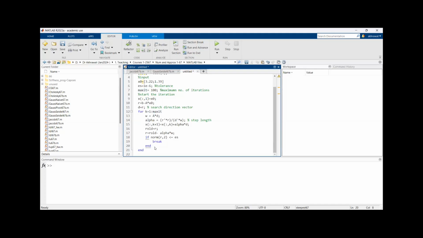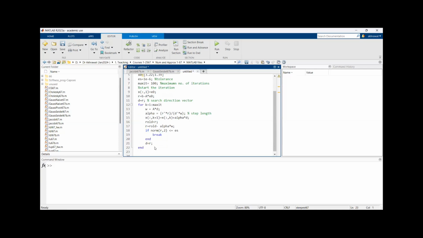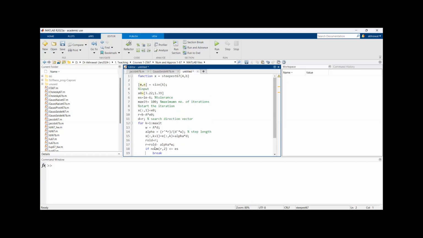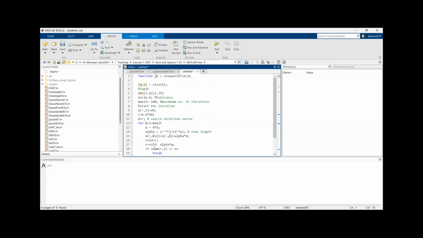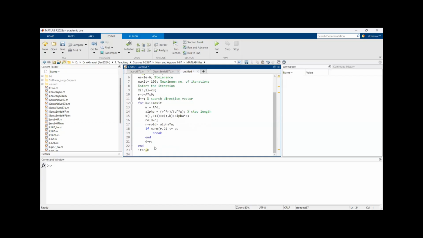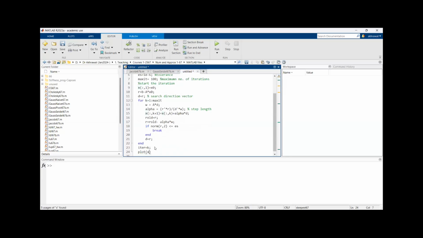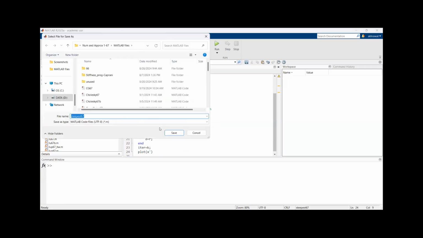And with the end here, we change the search direction. And I want to show you the iter. This K, iteration K. I can have iter as my output to see the iteration. Iter. Okay. And I can plot my solution to see how my solution progresses. Okay, save. Steepest 67. Okay.